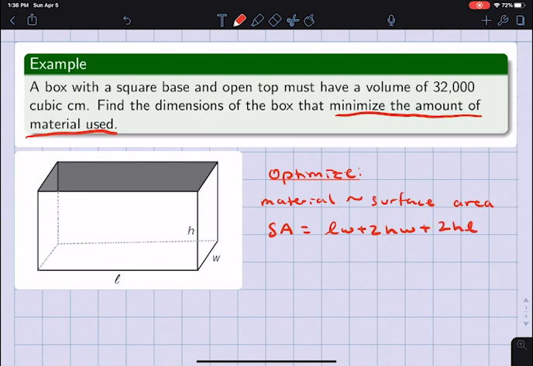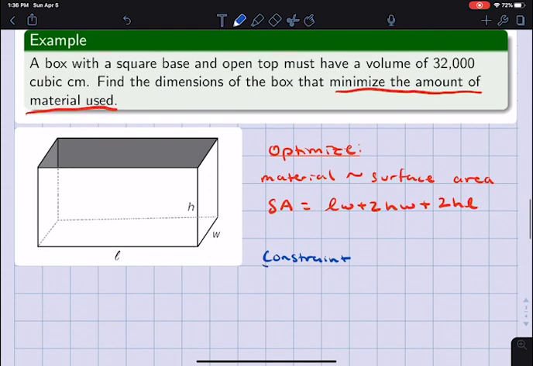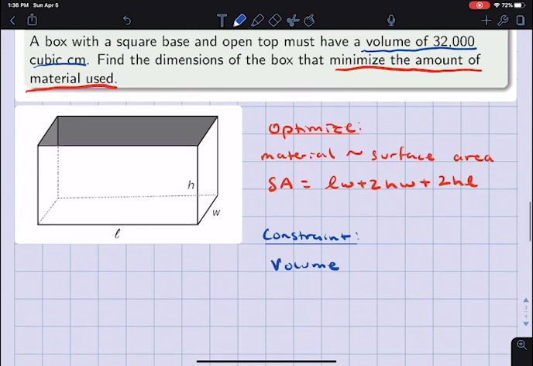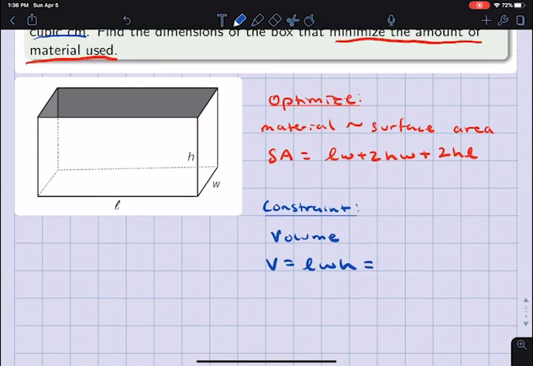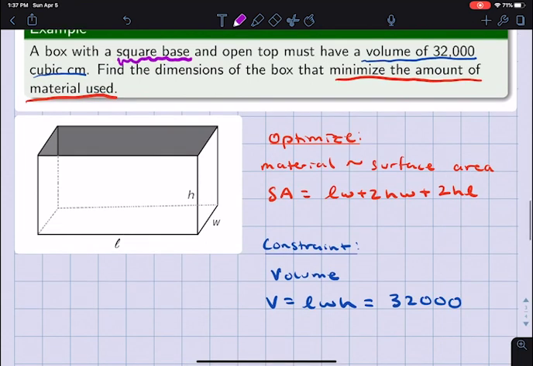Here we see the first major difference from the previous 2 examples. In the previous 2 examples, our constraint was based on the amount of materials we had to work with, in that case fencing. But in this case, we're trying to minimize the material. So now we ask ourselves, what is it that is constraining us in this problem? If you notice, the problem says the box has to have a very precise volume. That means the volume is constrained in this case. So we write down the equation of the volume and set it equal to our constraint, in this case 32,000 cubic centimeters.